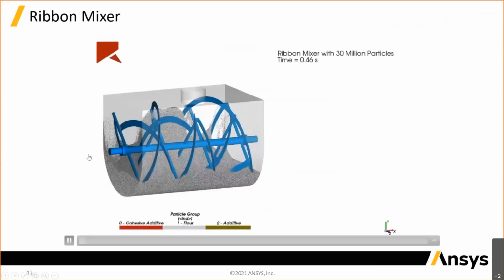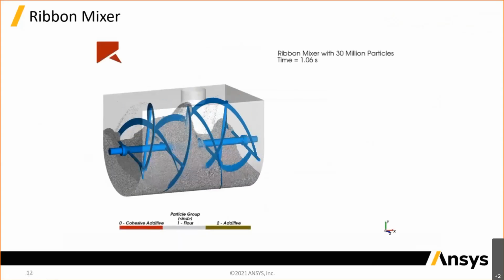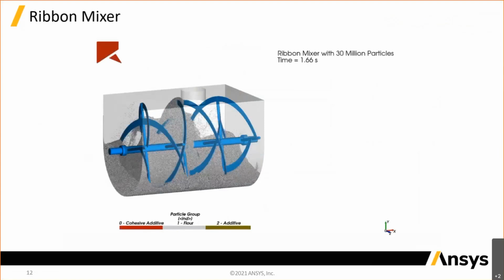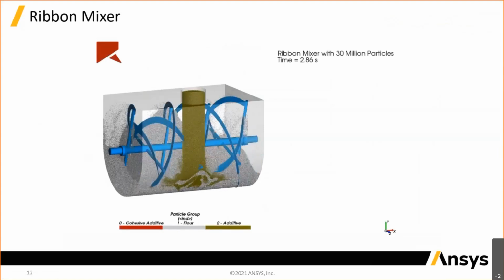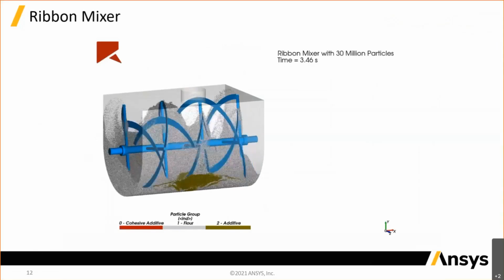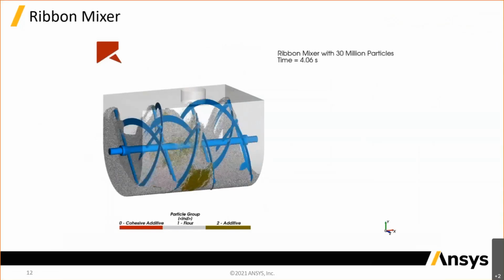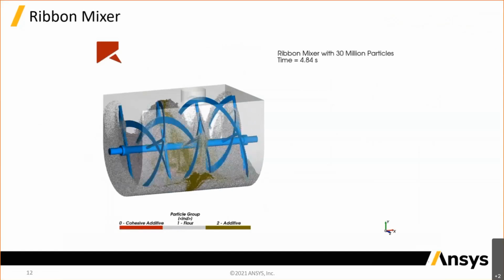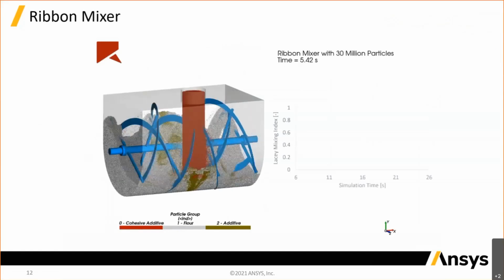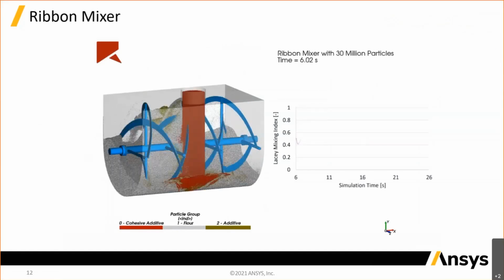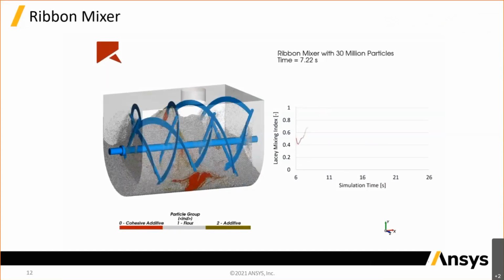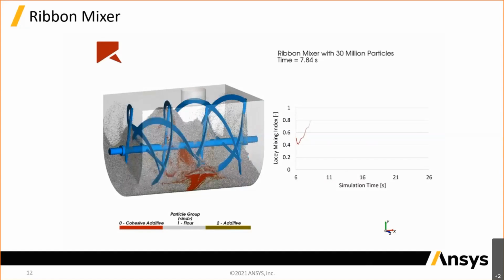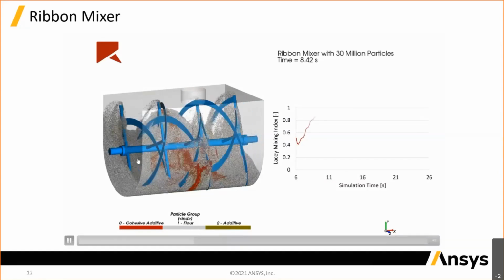And in such applications, the main goal is to evaluate the mixing efficiency of such equipment. So we start our simulation here with the main product, and then we added some other materials here. The first one was an additive, and then we added a cohesive additive. And then as time goes by, we can see that these products are being mixed.